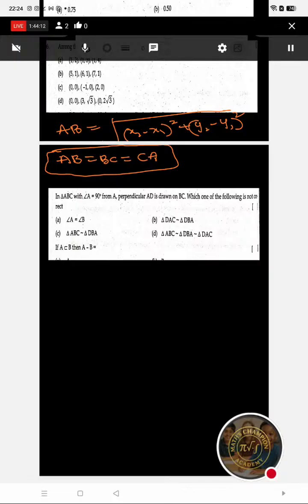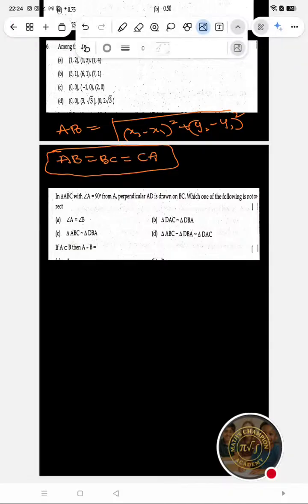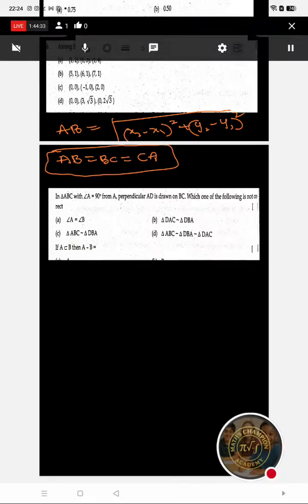Try to answer the question. If you want explanation, comment. If you want regular explanation, do comment.